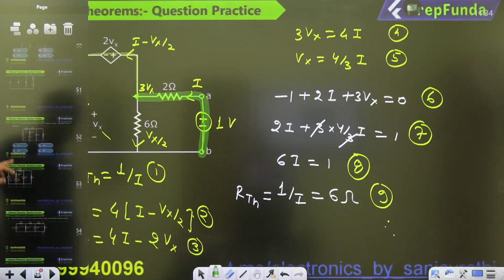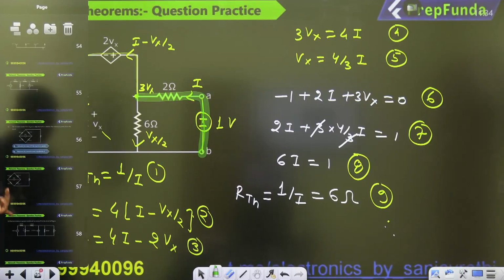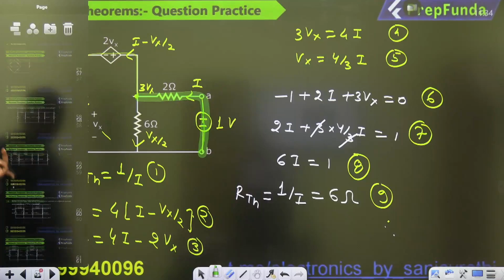Now, one question on maximum power transfer. We will arrange a session next week. Again we will arrange a session on what? Question practice. First you tell me.